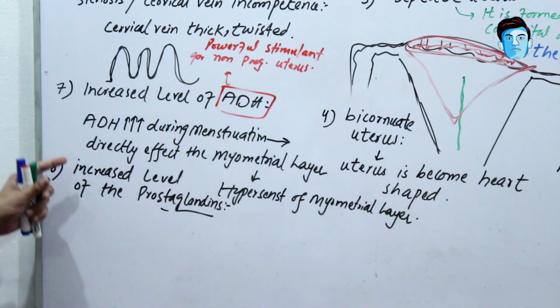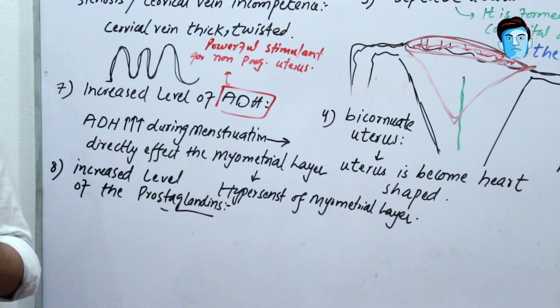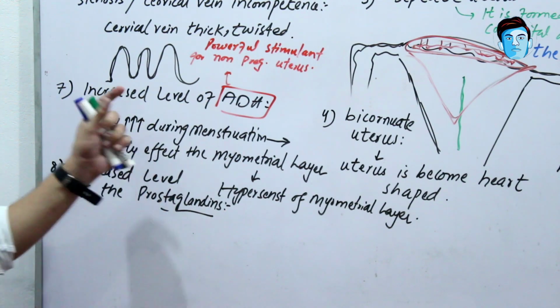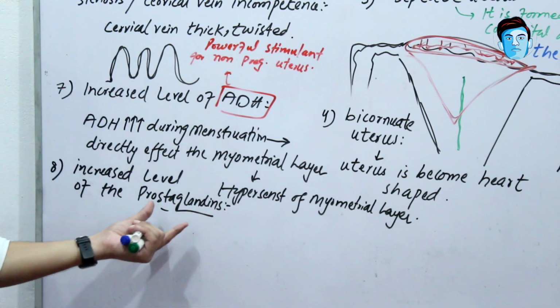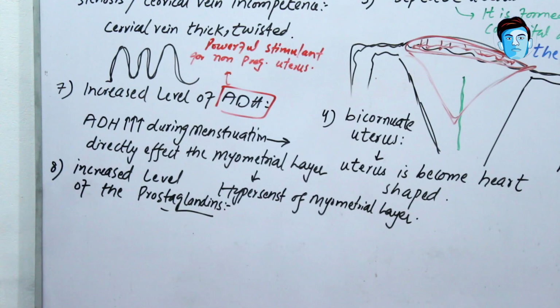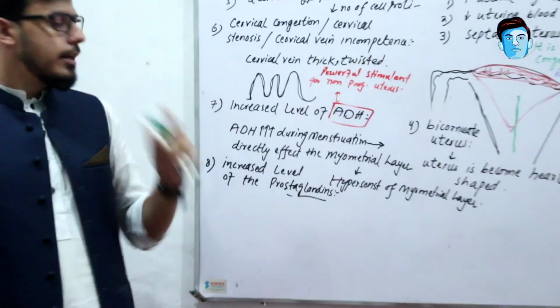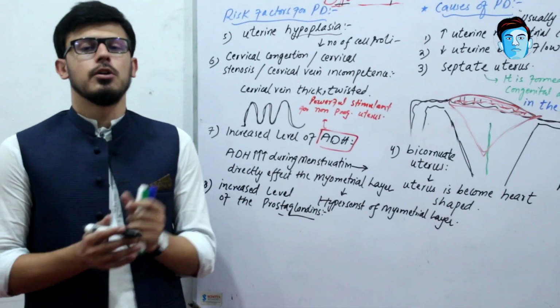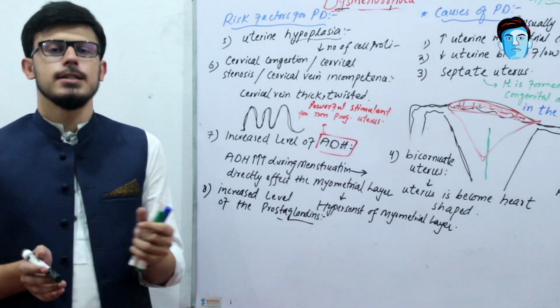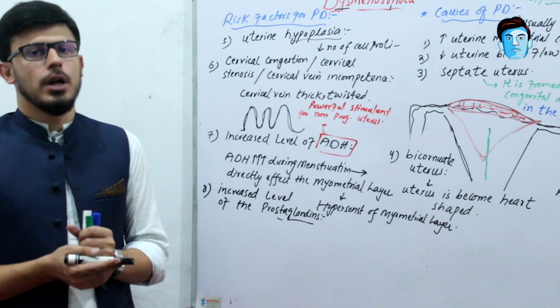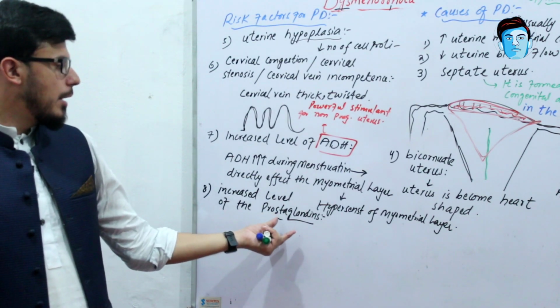So another cause is increased level of the prostaglandins. It is also considered the most important cause for primary dysmenorrhea. In this condition, the chemical prostaglandin controls the contraction of the uterus. Always remember that the chemical prostaglandin controls the uterine contraction. It causes the muscles of the uterine layer to contract well.